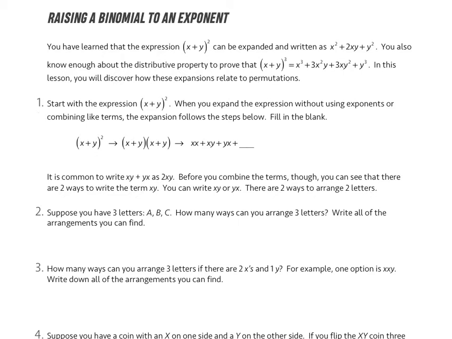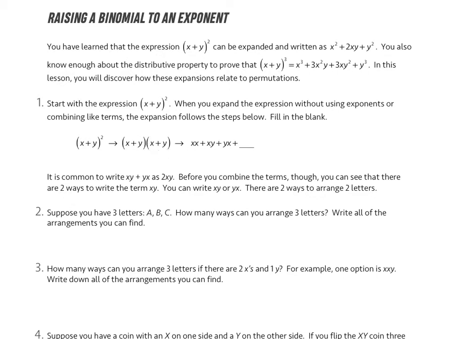Number 1. Start with the expression (x + y)^2. When you expand the expression without using exponents or combining like terms, the expansion follows the steps below. Fill in the blank. (x + y)^2 is (x + y) times (x + y), and when you multiply these binomials, multiplying the first by the first, and then the outer terms and the inner terms and the last terms, you get this right here.